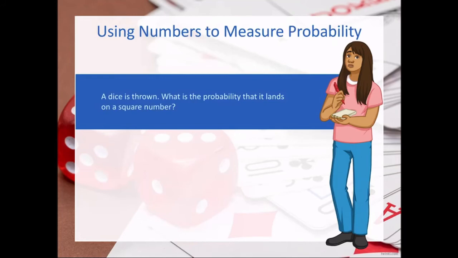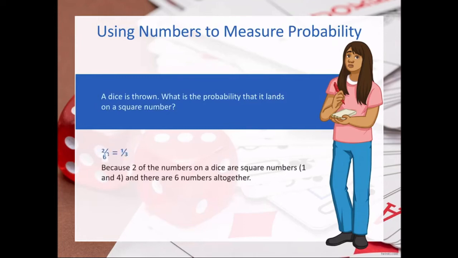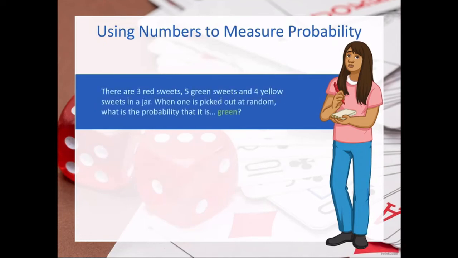A dice is thrown. What's the probability it lands on a square number? Well, we've got 1 and 4 are the square numbers. And how many sides on a dice? 6 sides on a dice. So if we have 1 and 4, that's 2 options. So it will be 2/6, which we can turn into 1/3, can't we? 2 of the numbers on the dice are square, and there are 6 numbers altogether.